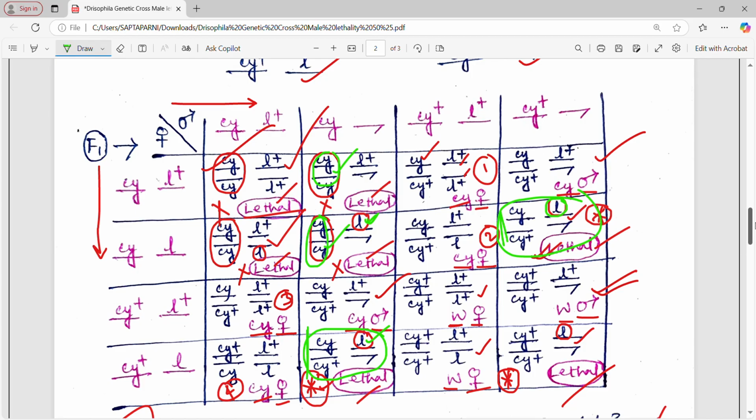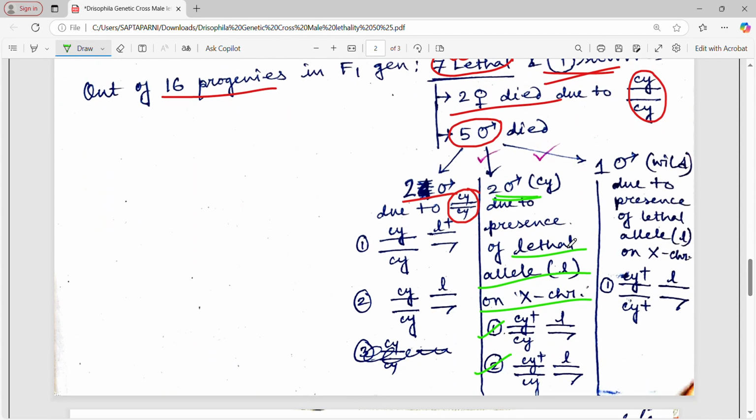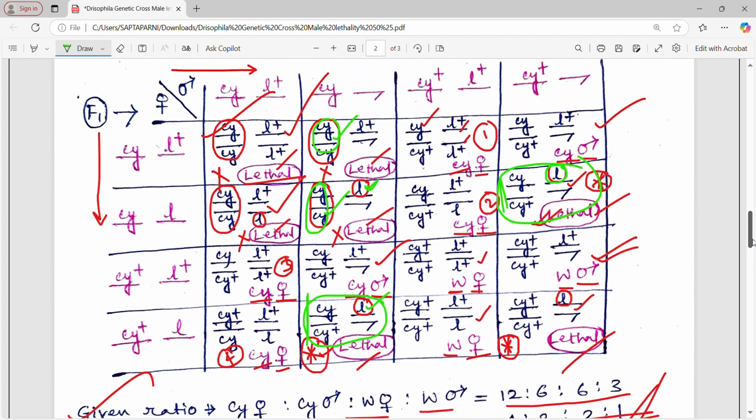So two Curly males are dead due to presence of lethal allele on their X chromosome, whereas one male, which is a wild type male, was also dead due to presence of lethal allele on its X chromosome. As it is a wild type male, obviously its genotype is Cy plus/Cy plus and then L and Y chromosome. So here you can see the last one, this male is actually a wild type male because it has Cy plus on both autosomes, but it has L allele on its single X chromosome. So for presence of this L allele, it is lethal. Got it?